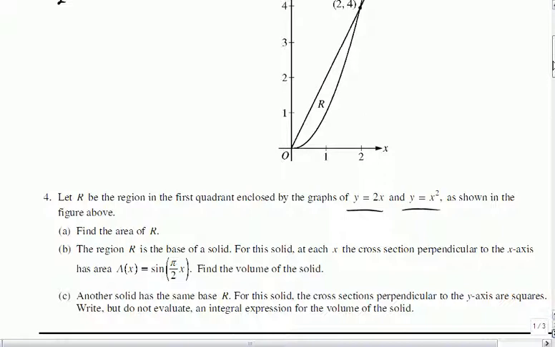Alright, another solid has the same base R. For this solid, the cross-sections perpendicular to the y-axis are squares. Write but do not evaluate an integral expression. Limits of integration.